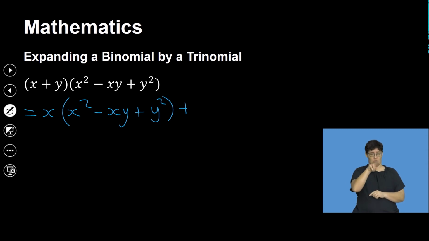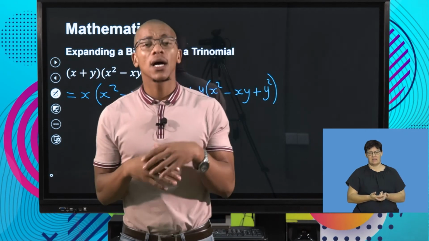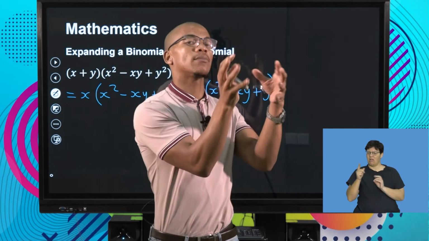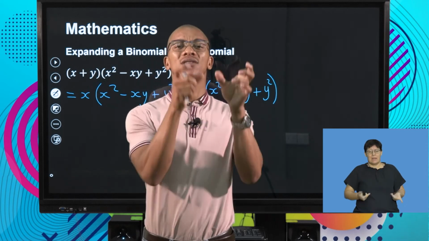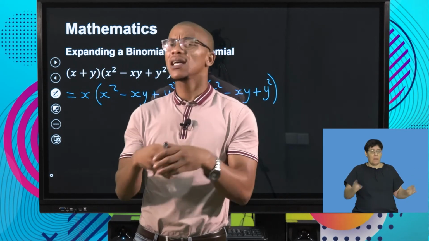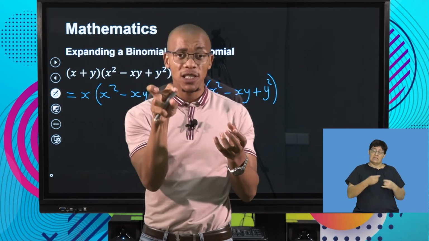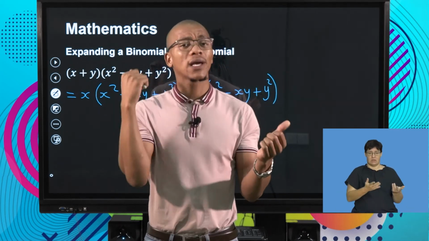Close my bracket, plus y into x squared minus xy plus y squared. Now guys, I know that with these kinds of questions, someone then might ask, why do I then not take the terms in the trinomial and multiply them by the terms in the binomial? That's still okay if you want to do that. It's just that you're going to then write a lot of things down, right? It's still perfectly fine. It's an either-or situation. You can start with the trinomial, take each term, and multiply it by every term in the binomial, or you can do it the way I'm doing it.